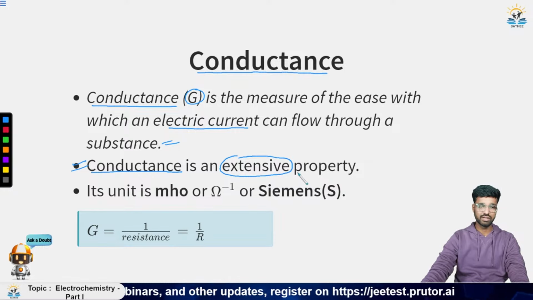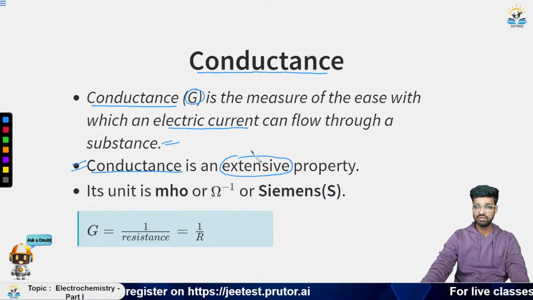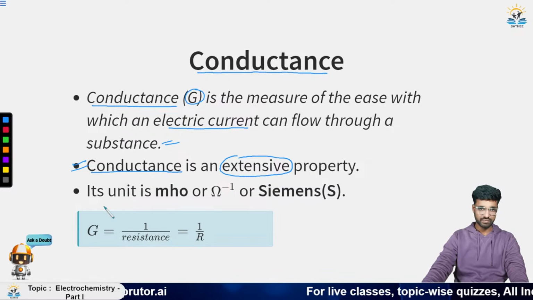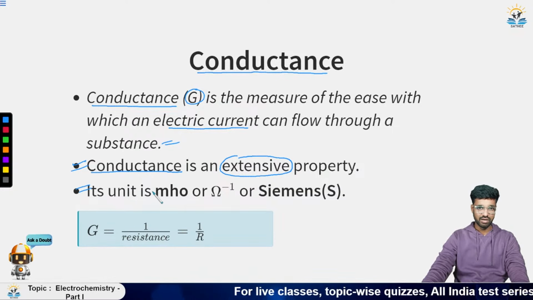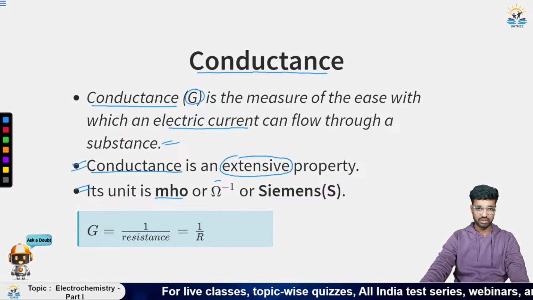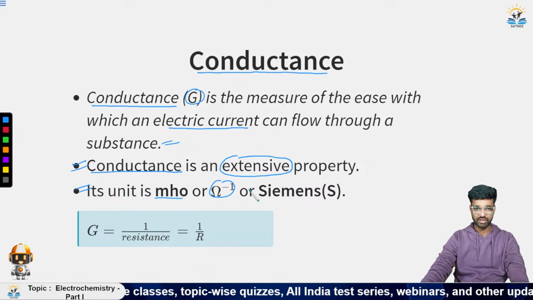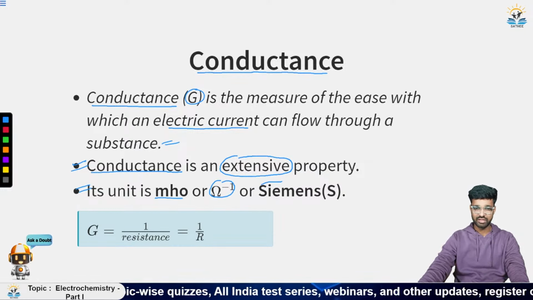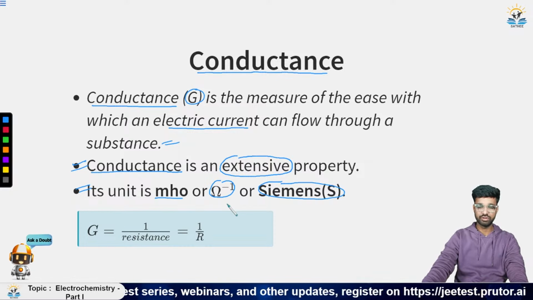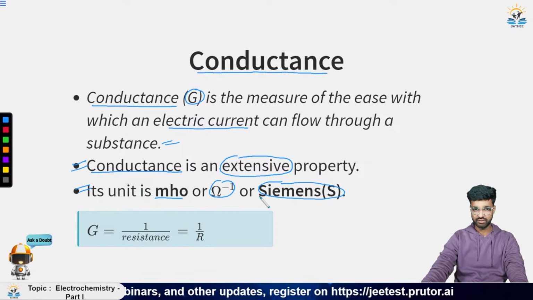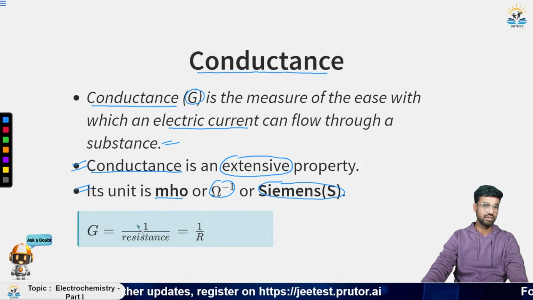Conductance depends upon the number of ions and all, because it is an extensive property. Now the next is that its unit is mho or rho, this is omega inverse, or you can say Siemens. So three units are there, and all have the same equivalence. So one mho is equal to one omega inverse, or equal to one Siemens.